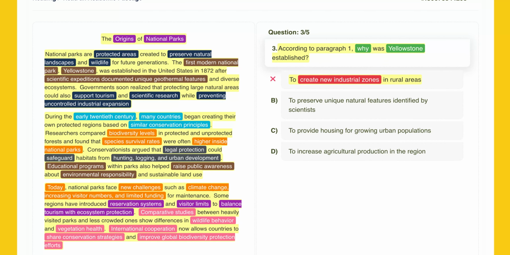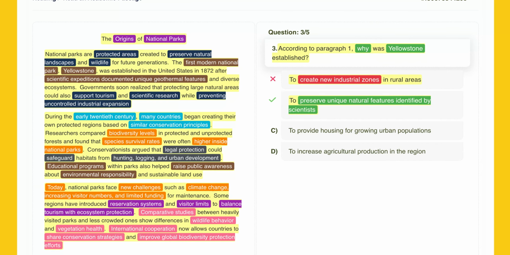Now, let's take a closer look at option B, to preserve unique natural features identified by scientists. Option B says it was to preserve unique natural features identified by scientists. This matches paragraph 1, sentence 2 perfectly, which states the park was established after scientific expeditions documented unique geothermal features. Therefore, this is correct.